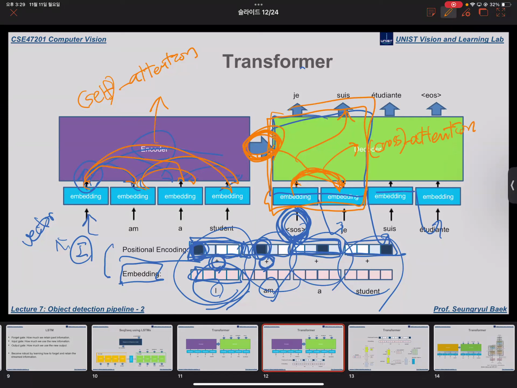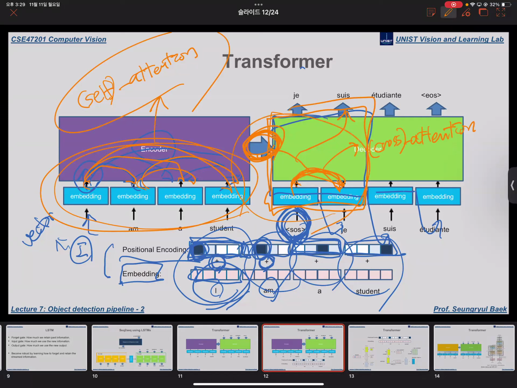The difference is that in the self-attention, they use the inputs only. That's why they call it self-attention. But here, while doing the attention, they use the input, and at the same time, they use the heterogeneous information from the encoder output. So that's why it is called cross-attention.